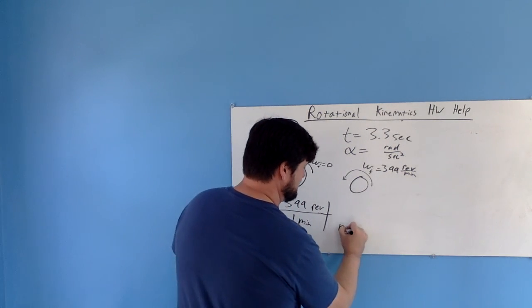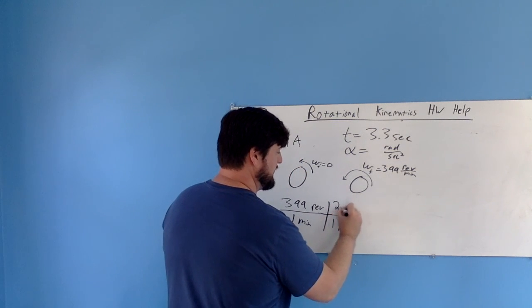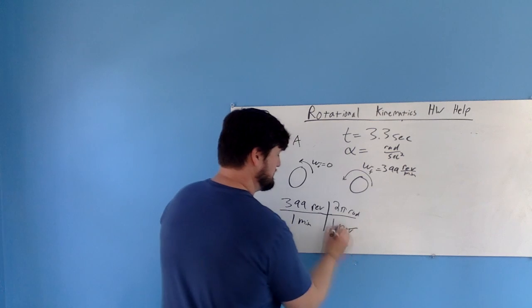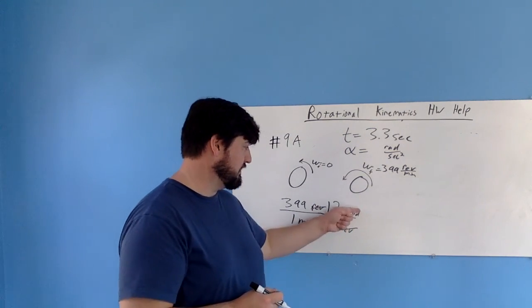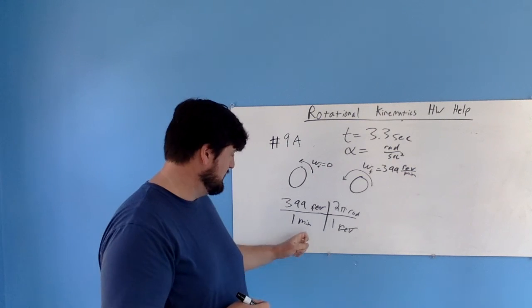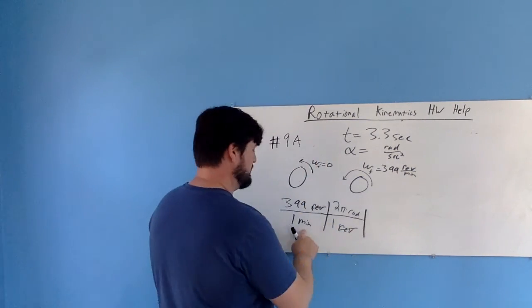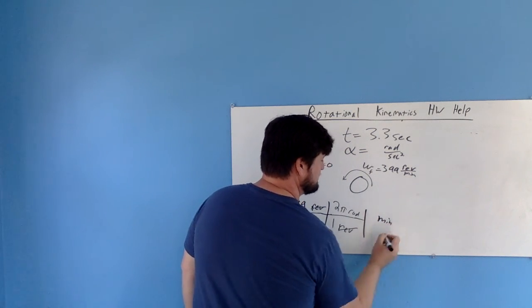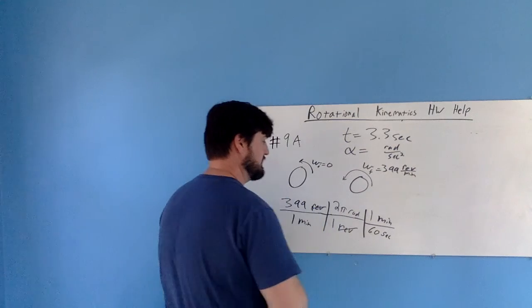Revolutions are on top, so revolutions have to go on the bottom. We know 1 revolution is 2 pi radians. Revolutions now cancel out, so we are on our way now, right? We'll get radians per minute now, right? We've got to get out of minutes, okay? So minutes have to go on top to get them to cancel. We know 1 minute is 60 seconds, okay?